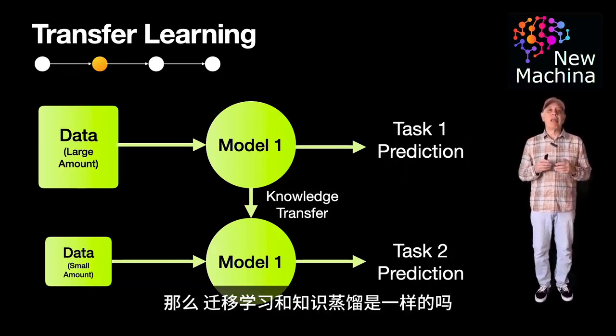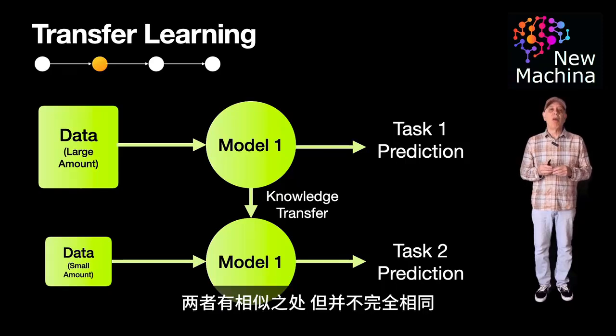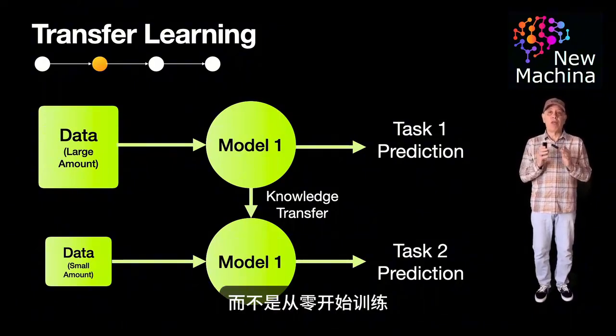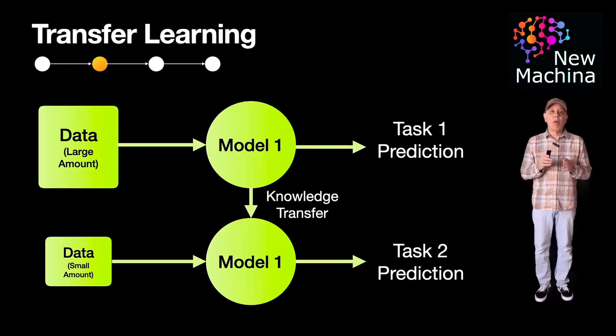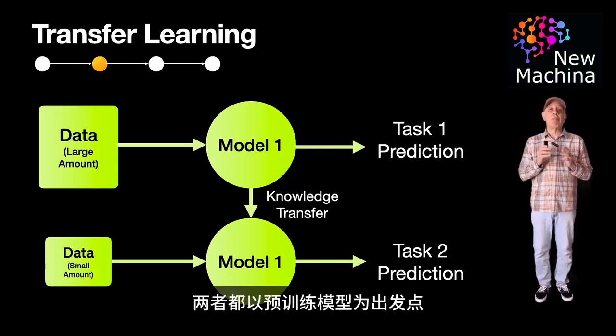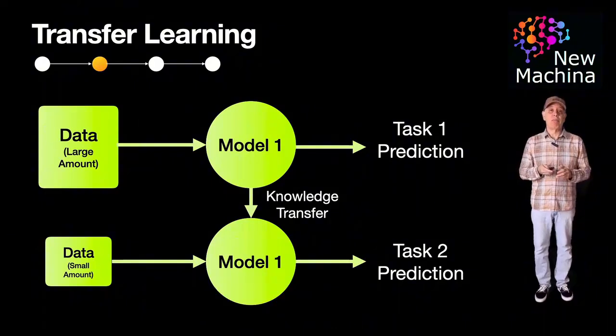So is transfer learning the same as distillation? Well, there are some similarities, but not exactly. Both are techniques to reuse existing pre-trained LLMs rather than training from scratch. Both aim to improve efficiency by using fewer resources and less data. Both leverage a pre-trained model as a starting point. Both can achieve comparable or better performance than training models directly.